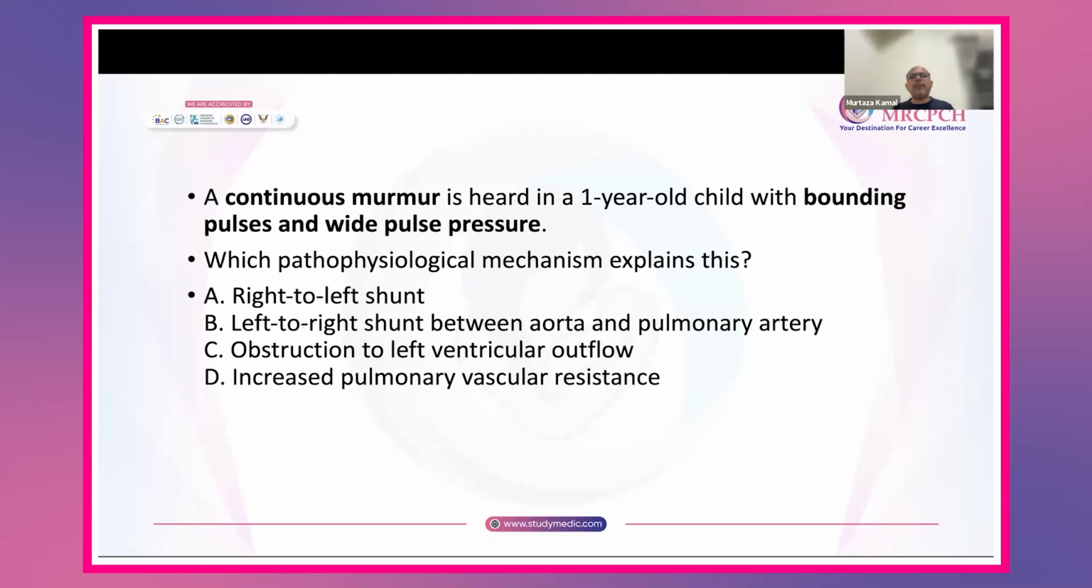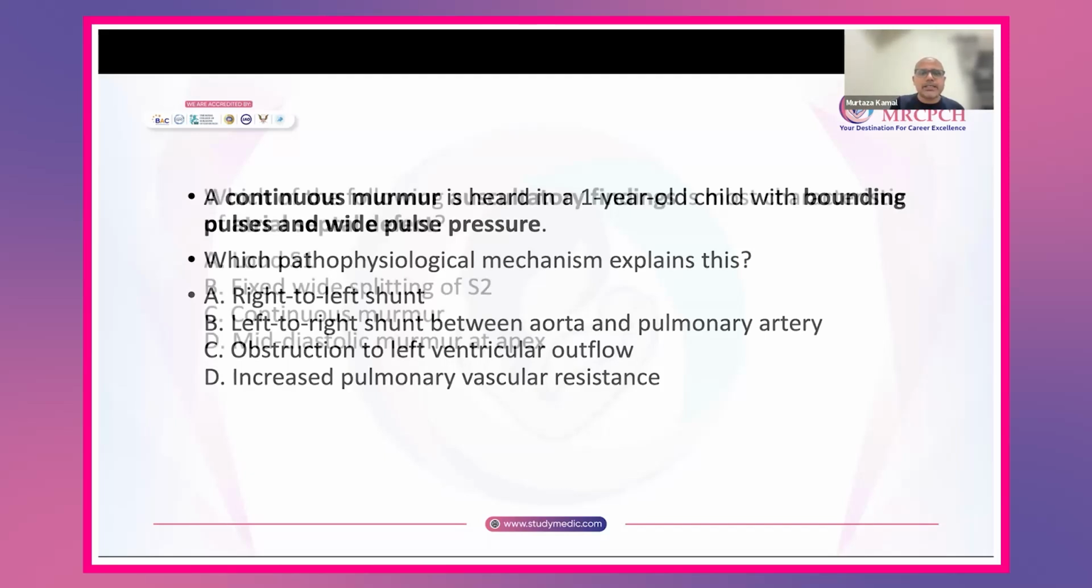And you are getting a bounding pulse because there is aortic runoff. The blood is being stolen from the aorta during the systole and the diastole. This is called runoff and this produces a wide pulse pressure. The wideness of the pulse pressure is due to a decrease in the diastolic pressure and not an increase in the systolic. So the pulse pressure is wide because the diastolic pressure is low. So the pulses are bounding in this case.